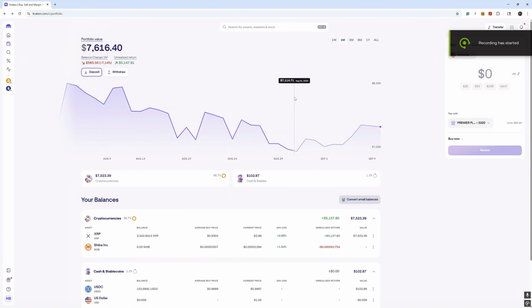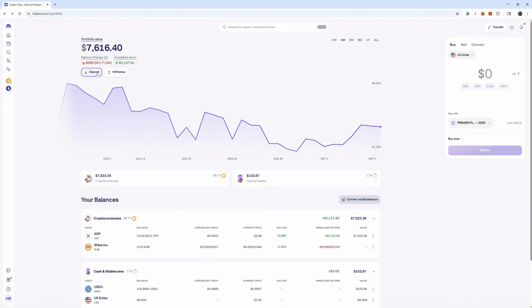So quick tutorial on how to make payments on Kraken, right? Kraken is a very popular crypto exchange website. First thing you do is create yourself an account. It's just like any other website. You just use your email address and create yourself an account.